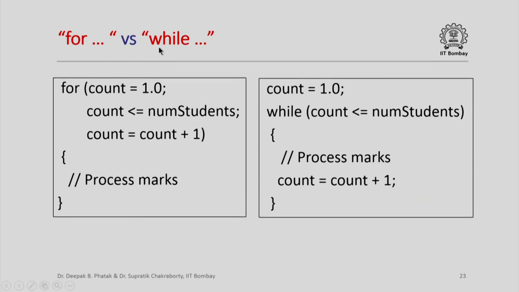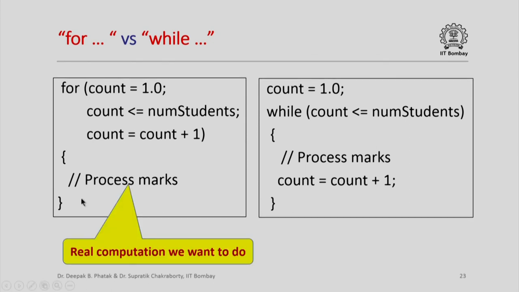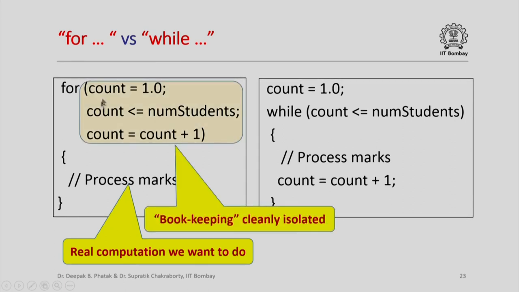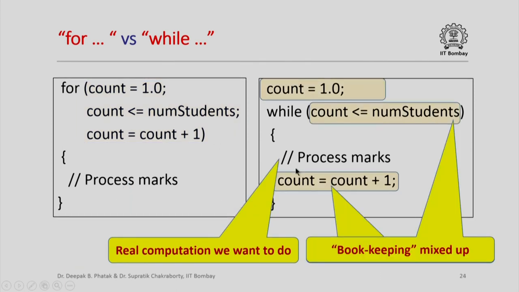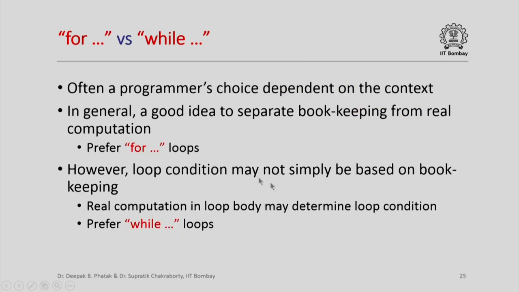Now, which should we use, for or while, in a particular application? It depends on the application. One thing to note is that in a for loop, the real computation we want to do is exactly in the for loop body, whereas this other part, initializing count, incrementing count, checking the value of count, are all bookkeeping and they are cleanly isolated. Whereas in a while loop, the real computation that we want to do gets mixed with the bookkeeping information. However, it is really a programmer's choice that depends on the context, which of these constructs you want to use.